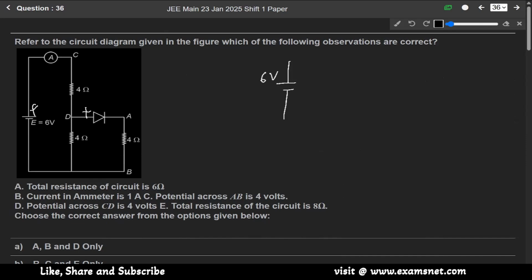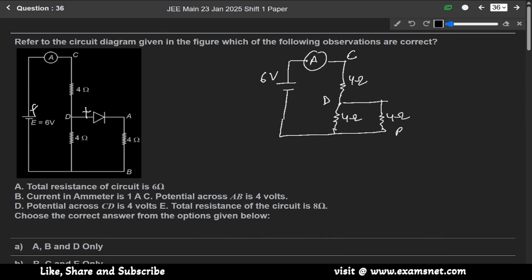This is 6 volt. This is A. This is point C. Here 4 ohm. This is point D. Now this will act as a plain wire. So here it will be 4 ohm, and here it will be 4 ohm. And this is point B. Okay. So these two 4 ohm are in parallel. So they are equivalent to 2 ohm. So we can draw it like this.